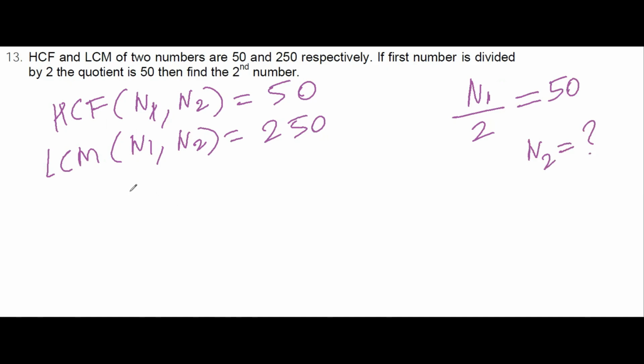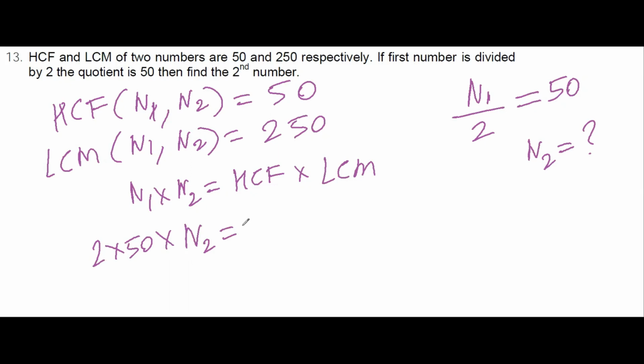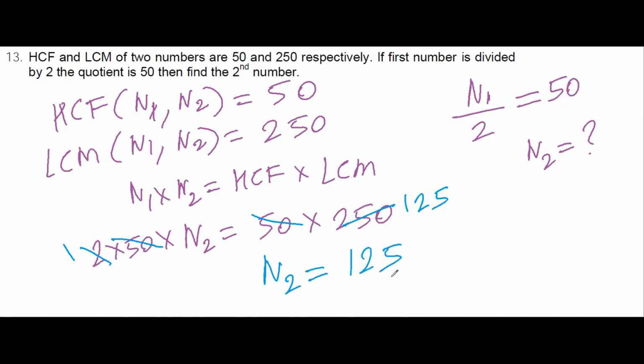I have the relationship: N1 into N2 is equal to HCF into LCM. From here N1 is 2 into 50, into N2, which I have to find, equal to HCF, which is 50, into LCM, which is 250. Now I need to solve this to find the value of N2. So this 50 and 50 get cancelled. 2 ones are 2, 2 twos are 4, 2 fifty-twos are 250 over 2, so my value of N2 will be 125. So 125 is the answer. Clear?